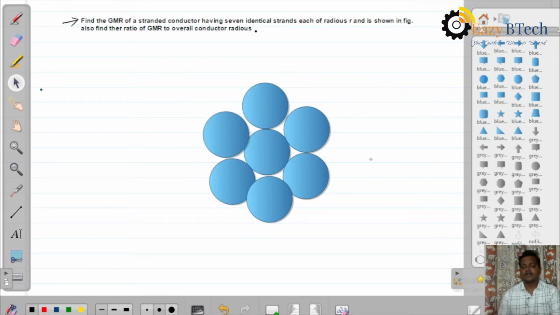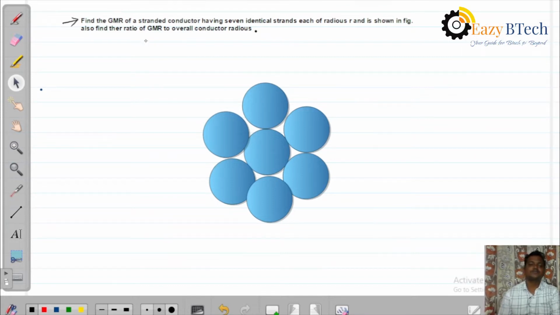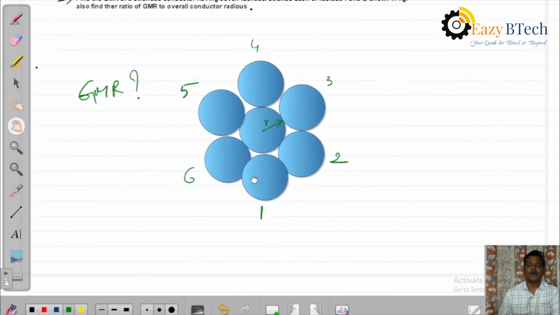Okay, here we are having 7 conductors. The conductor names are, suppose I am taking 1, 2, 3, 4, 5, 6, and 7, and the radius of each subconductor is small r. Now I want to calculate what is the GMR of this case. Okay, we will go for the formula.